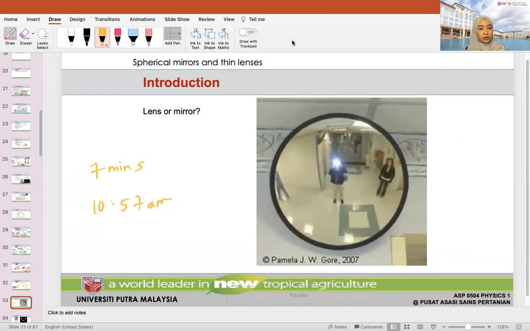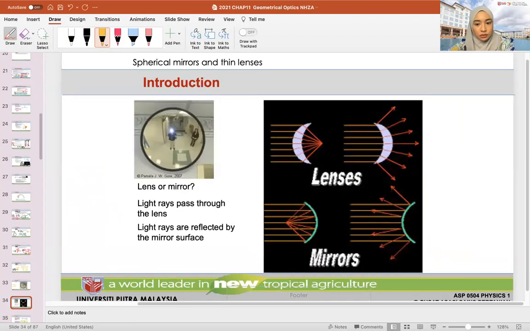Yes. Okay. So now we're going to continue with our second last subtopic. It's called mirror. We're going to learn about mirror first. There are two types of things. We're going to learn about lenses and mirrors, both. So what is a lens? Lens, you have contact lenses, the ones that you wear in your eyes. You have glasses. Those are lenses as well.